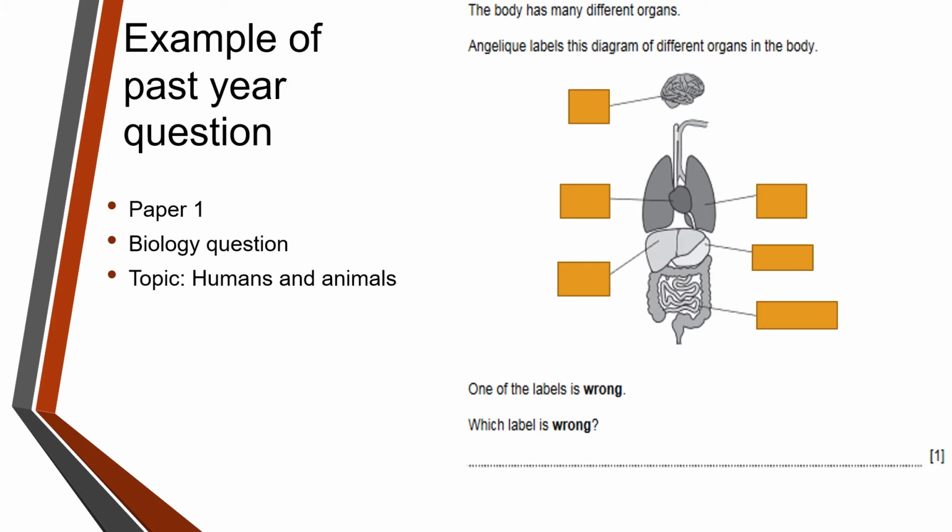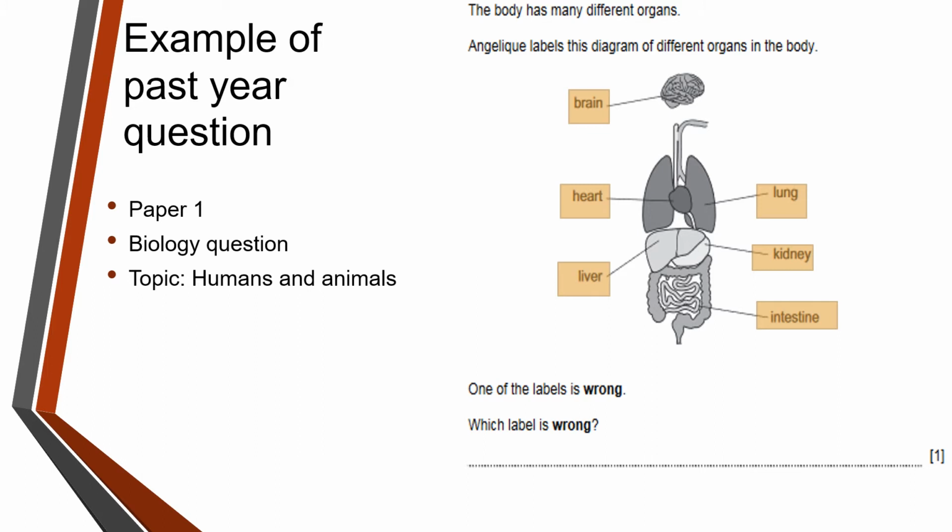Example of past year question, paper 1, biology question on the topic humans and animals. The body has many different organs. Angelic labels this diagram of different organs in the body. So let's look at the organs in the body. The first one here is brain. Next one is heart, followed by liver, lung, kidney, intestine. Okay, one of the labels is wrong.